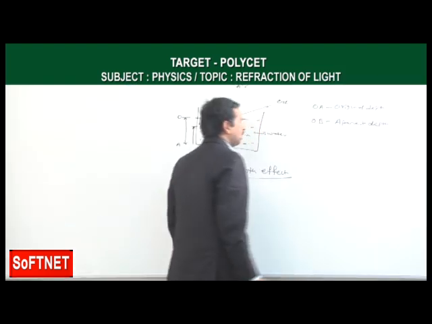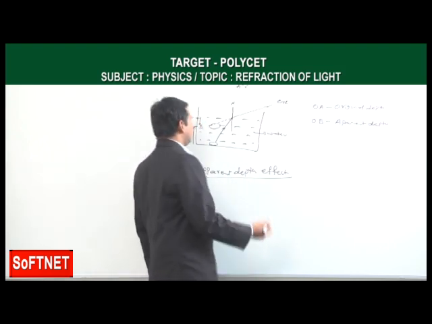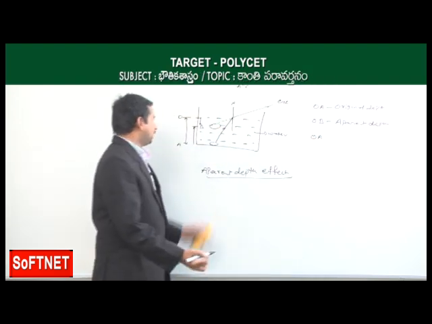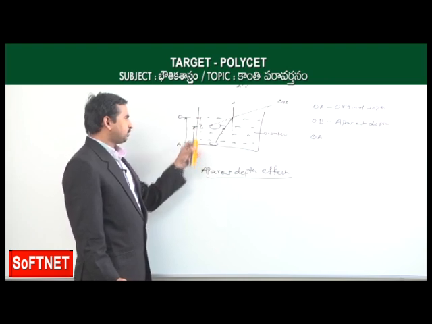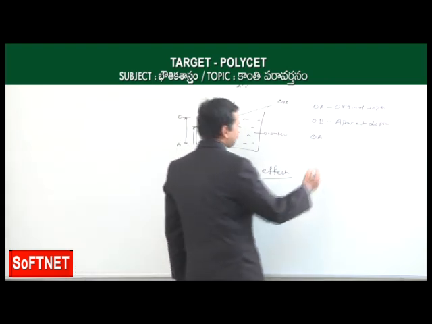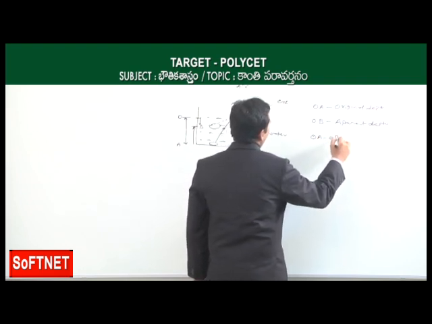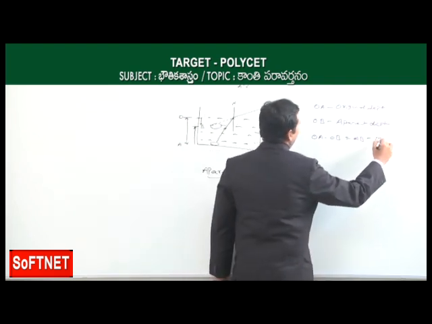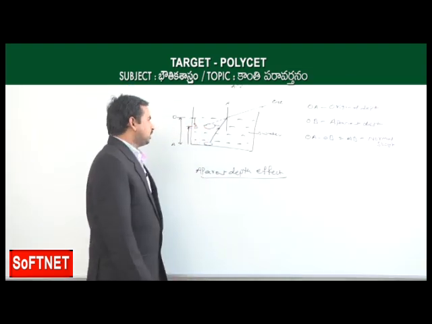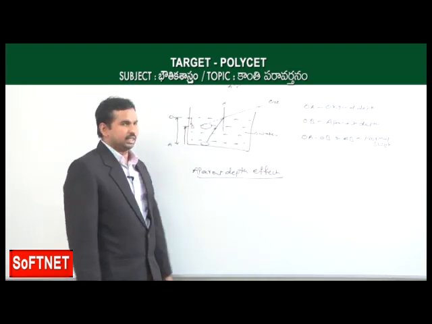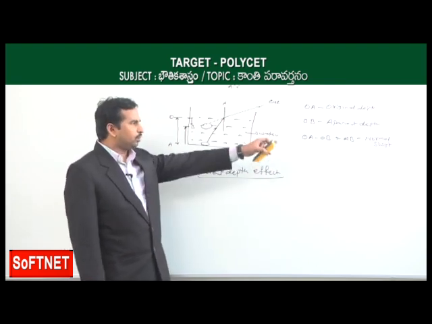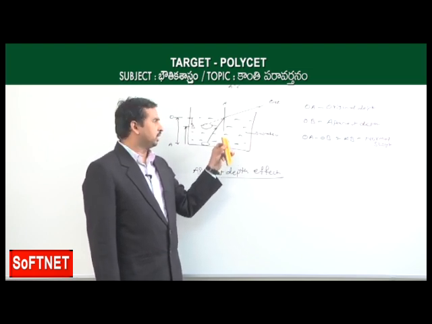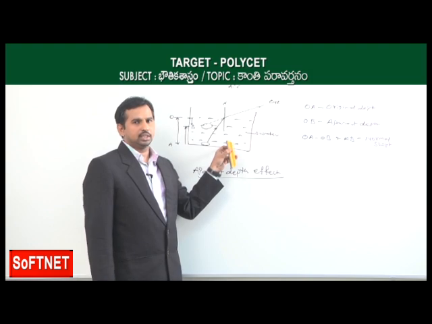Then how much is the shift we are getting? It is equal to the original depth OA minus the apparent depth OB, which gives you AB. This AB we call the normal shift. How much the coin shifts from its position, that only we call the normal shift. This normal shift depends on the medium we are taking, like here, in this case, we are taking the medium as water.